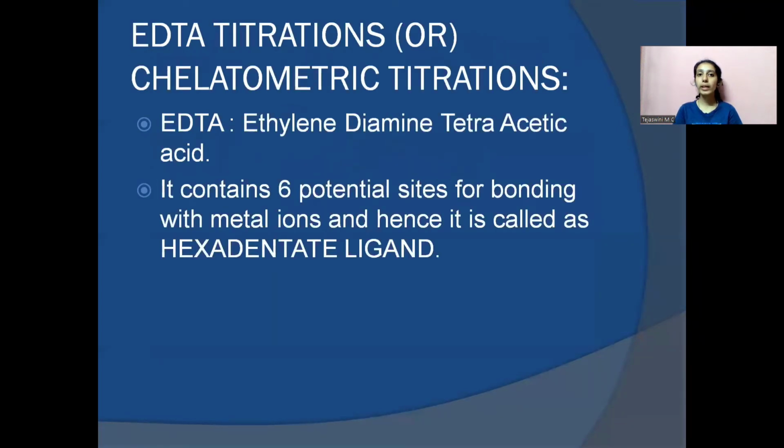Now let us know about EDTA titrations. EDTA contains six potential sites for bonding with metal ions and hence it is called a hexadentate ligand. It always forms 1:1 complexes. Titrations using EDTA as a titrant are called EDTA titrations.